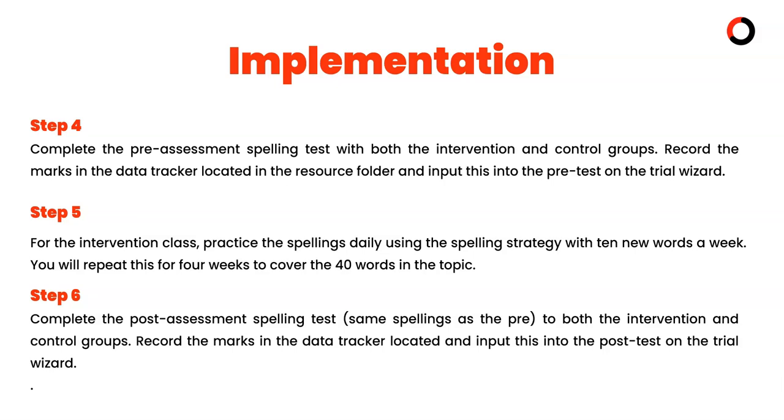And step 6, complete the post assessment spelling test, which again is the same as the pre one, to both the intervention and the control groups at the end of the evaluation. Record the marks on your data tracker and then input these into the post test on the trial wizard. Once you generate your impact report, and this has proved that it is a promising intervention, then you can open this up to the control students.